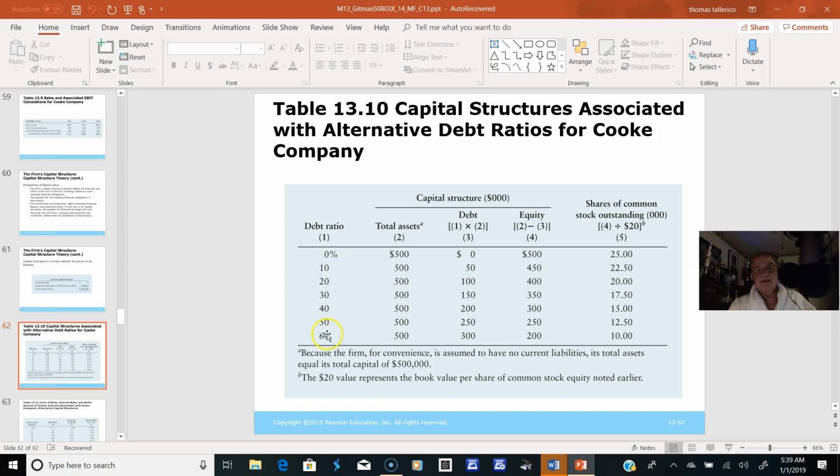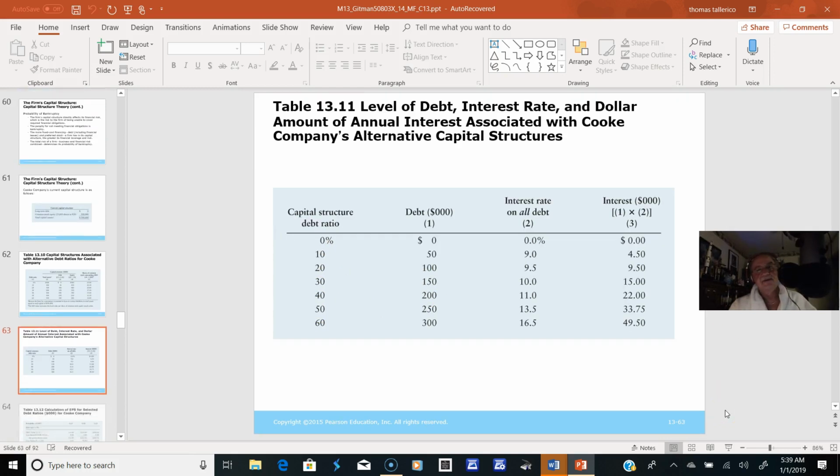Basically, they have different debt ratios here. And they make a good point: because the company has no current liabilities, its total assets equal its total capital, when it comes to net working capital. Everyone should be clear on this table. If you're not, email me. They're just showing what happens if we change the amount of debt the company holds.